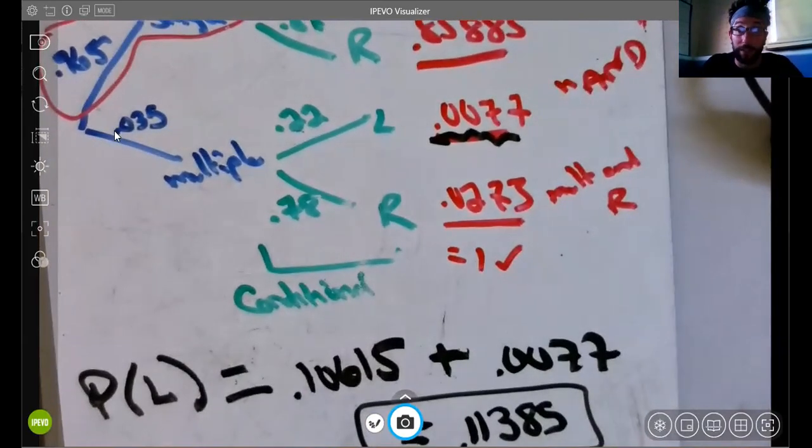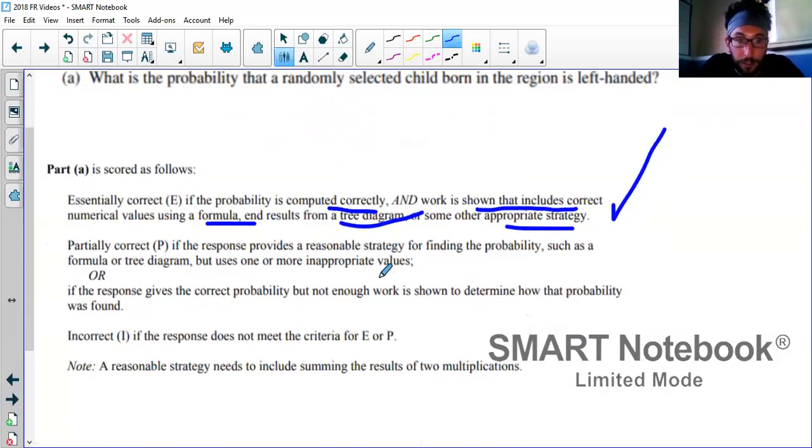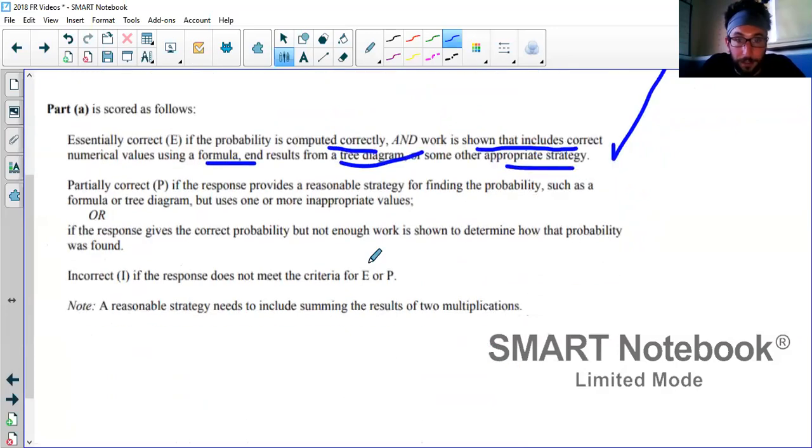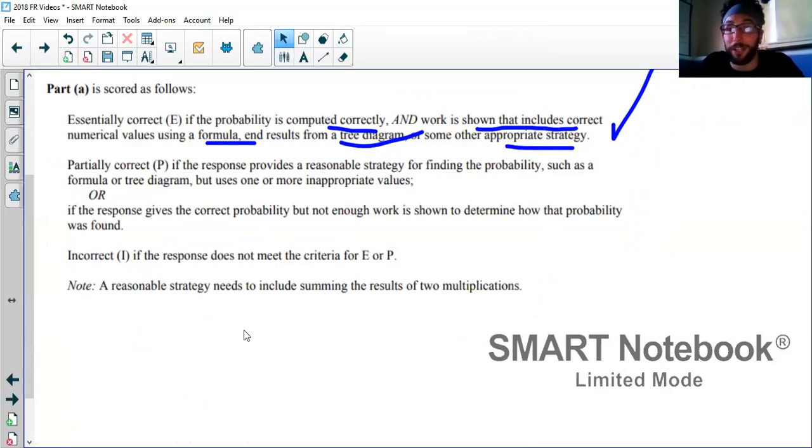So that's A. Now we know 0.11385 is the probability someone's left-handed. Let's jump over to our scoring and peek at the details to find out if I should stop this video and start over because I got the wrong answer. Let's see. Boom. Probability is correct and work is shown with values using a formula, a tree diagram, or some other strategy. We got the tree and that's it. I didn't put the actual number in here, but don't worry, that's the right answer. I was just making it seem like maybe it wasn't.